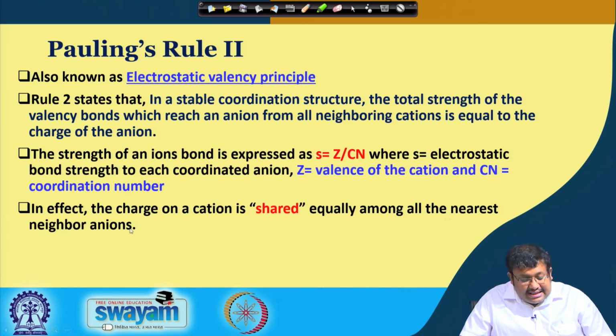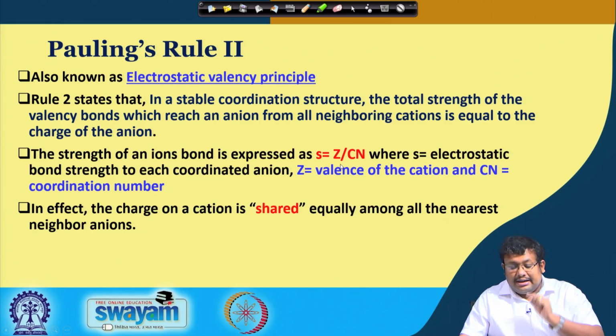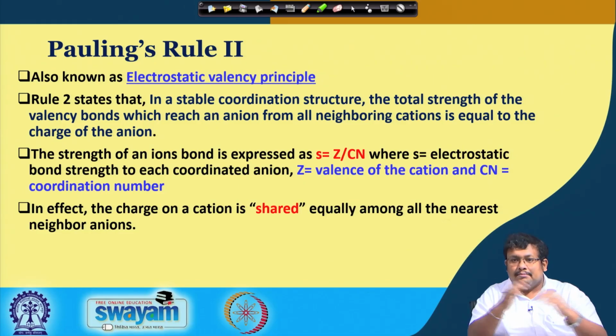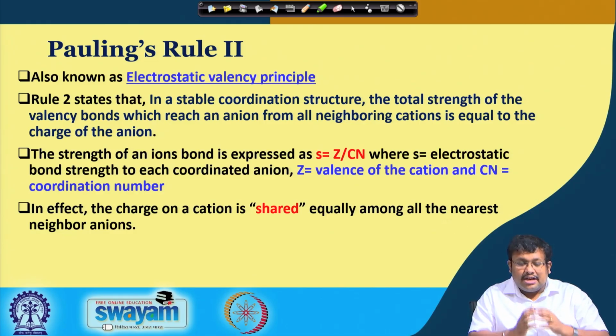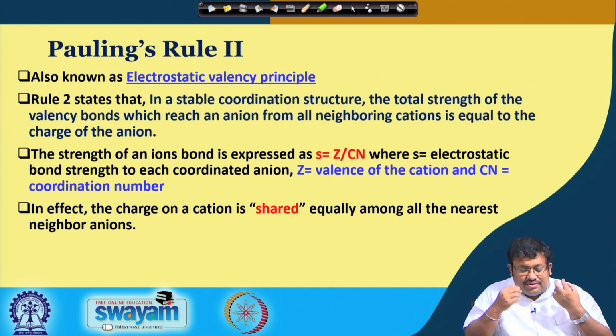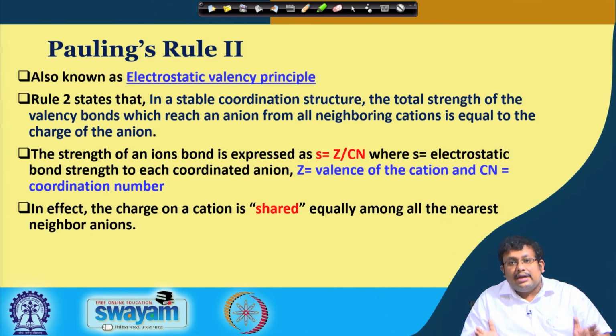So, in effect, the charge on a cation is shared equally among the nearest neighboring atoms, which is very clear from this formula, because the strength of a particular bond can be calculated by dividing the valency of a particular cation by the coordination number, that means the number of surrounding anions. If we divide the valency of a particular cation by the number of surrounding anions, obviously the charge of that cation will be shared equally among the nearest neighbor anions.